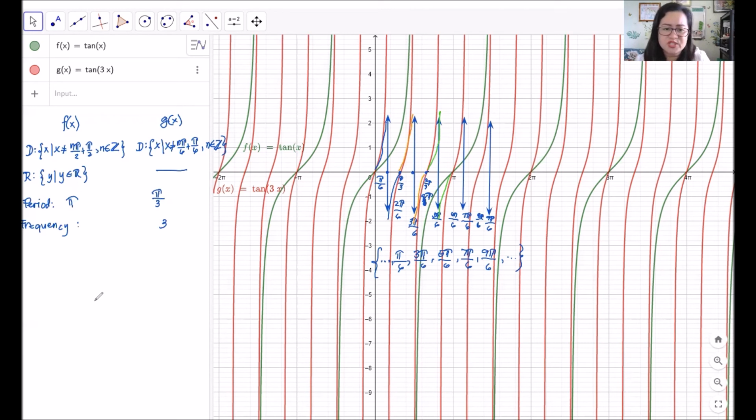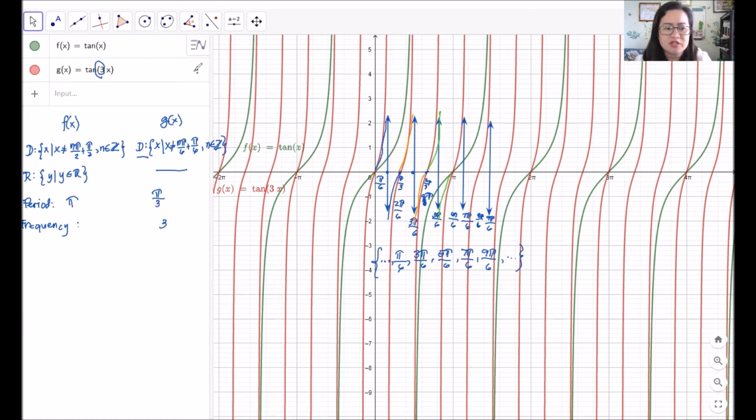We can say that there is no vertical or horizontal shift in this graph. So in other words, the change in the value of c has a significant effect on the domain of the function and on the period of the given function, compared to the function tangent x. Now we're done getting the effect of the change in the value of c.